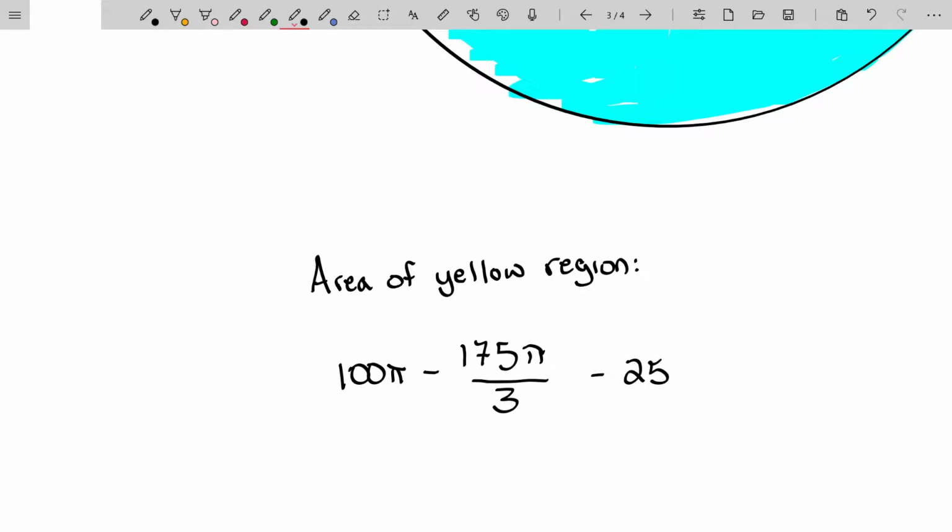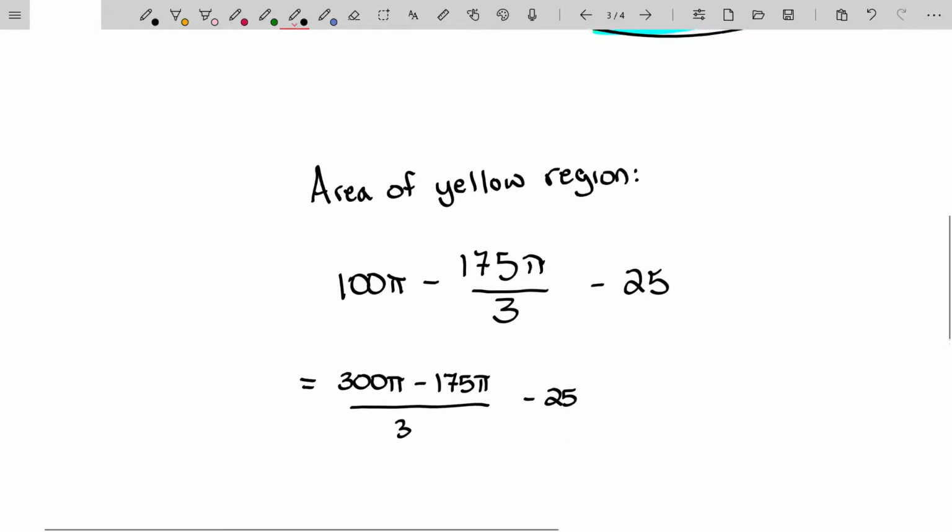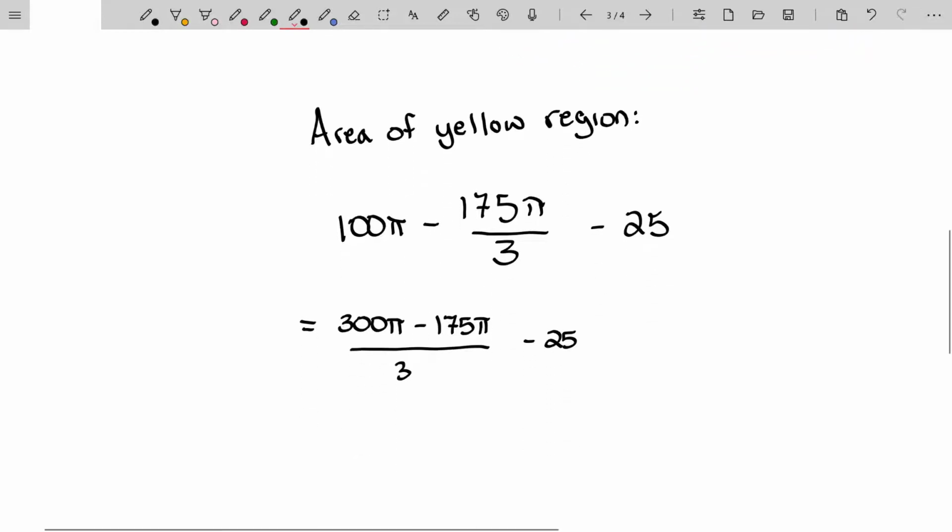I suppose that you could find like denominators here. That'd be 300 pi minus 175 pi all over 3. The minus 25 is just going to have to stay out back because that doesn't clean up very nicely. So you get 125 pi over 3 minus 25. Yeah, that does not simplify, and so that's as good as it gets.